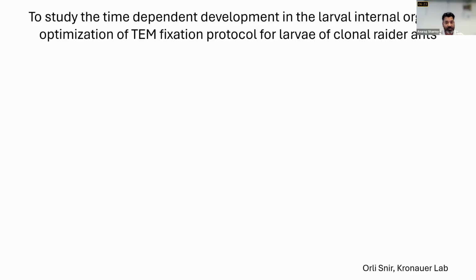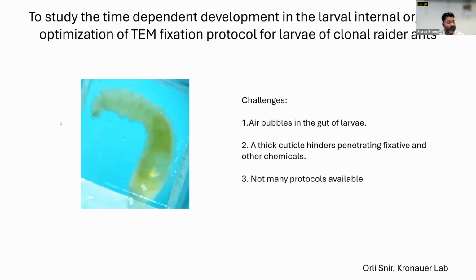But there were challenges in this process. This is the embedded sample of the larvae, but you can see there are some air bubbles in the larval gut, and these air bubbles are very nasty and they don't let the solution pass through. Another problem is that the thick cuticle also hinders penetration of the fixative and other chemicals into the body of the larvae. So these were the challenges, and there were not many protocols available. We could only find protocols related to some other, very different ants and their larvae. So we had to find a solution for that.